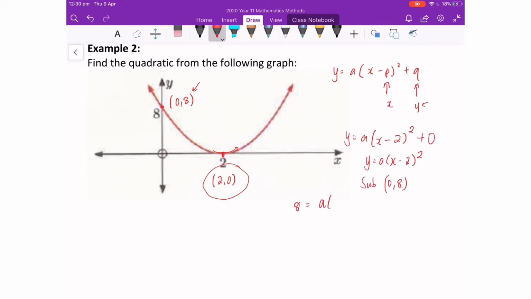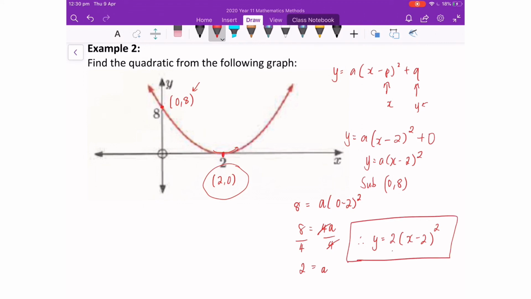a(0 - 2) squared plus 0, which is nothing. So 8 is equal to a times negative 2 squared, which is positive 4. I'm going to divide by 4 on both sides to cancel that out to get a on its own. So a is equal to 2. That means the rule I've got is y = 2(x - 2) squared.